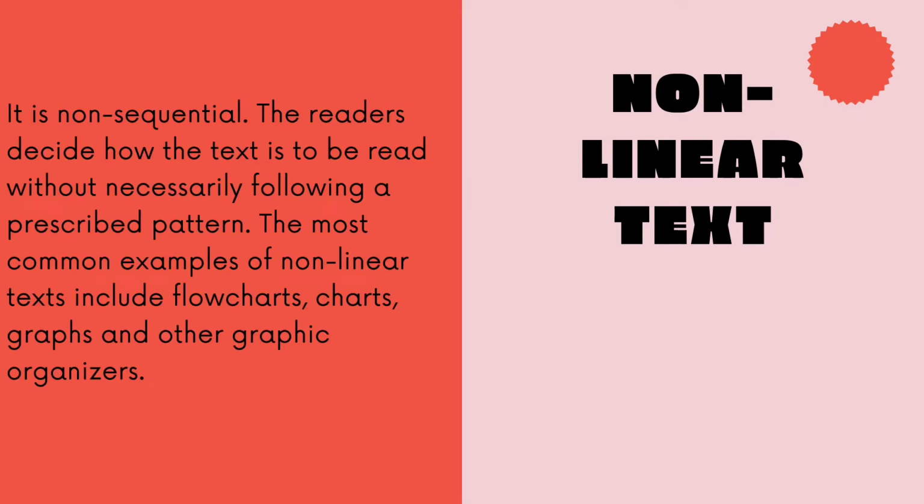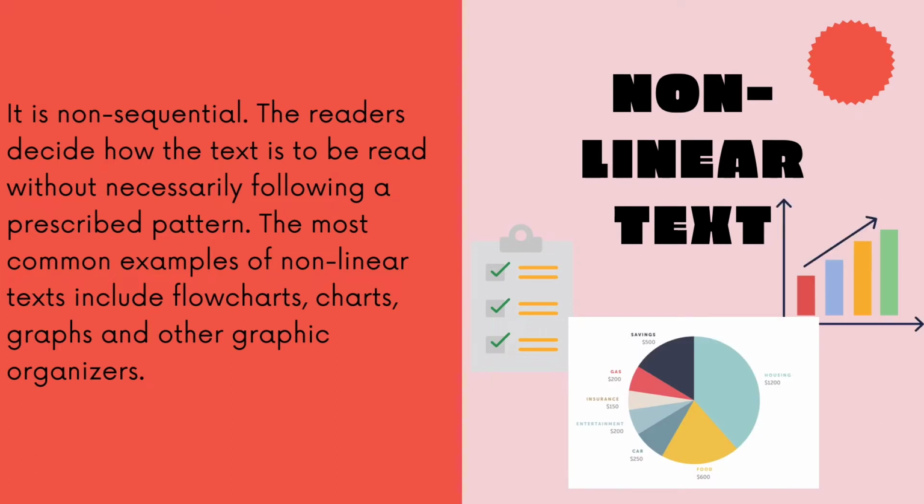On the other hand, nonlinear text is non-sequential. The readers decide how the text is to be read without necessarily following a prescribed pattern. The most common examples of nonlinear texts include flowcharts, charts, graphs, and other graphic organizers.